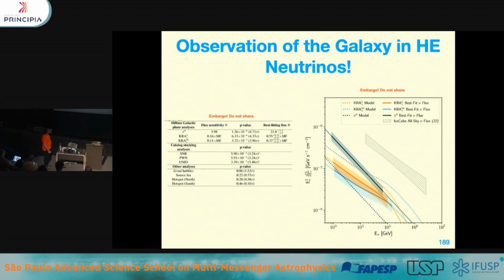So this is likely, unless something happens in the next 6 months, probably the most significant result in neutrino astrophysics this year. Last year being the discovery of NGC 1068 as a neutrino source, and this year being the observation of the galaxy in neutrinos. So it's pretty exciting.